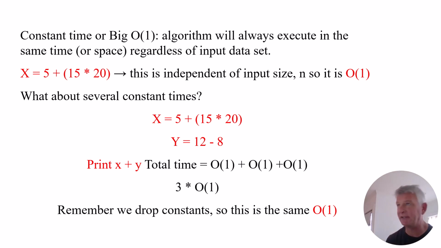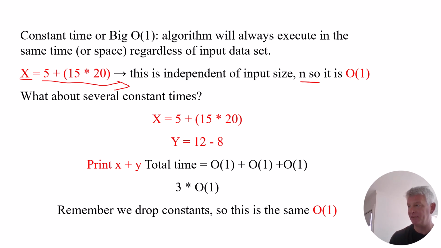Algorithms will always execute the same time or space regardless of data input. So regardless of the data, it's going to run at O(1). Okay? So x equals 5 plus 15 times 20. It's independent of n. There's no n. I can't add n to this. It's just assigning a value to x. This just runs in O(1) time.